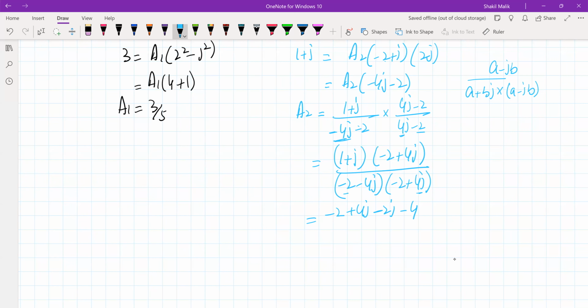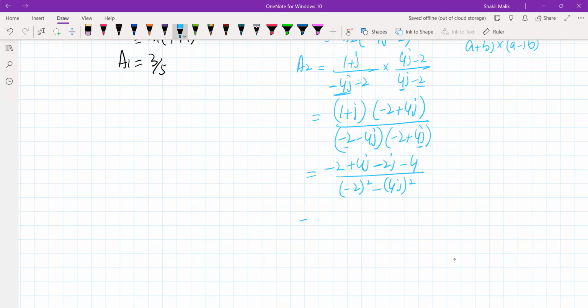Why? Because j multiplied by 4j is 4j square, j square is minus 1, divided by minus 2 whole square, because a minus b into a plus b is a square minus b square. So it is a square minus b square, 4j square. So this will be simply minus 6. Minus 6 plus 2j. Have I done it correct? Please check it. Have I done it correct or wrong? Is this correct?